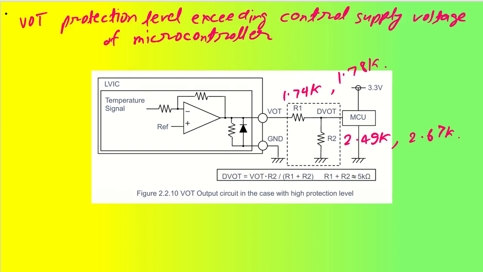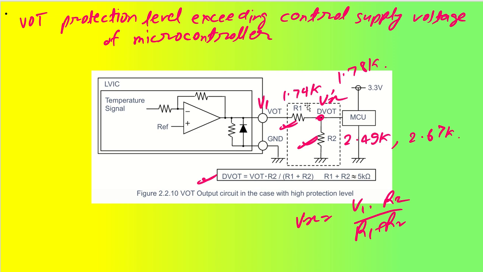coming back to another point I told you, we can have a voltage division capability. Voltage division is actually recommended instead of just putting the diode. So in this way you can see my divided voltage output over temperature. It is very easy: this is my, let's say, V1, and this is my Vx. My Vx value will be V1 times R2 by R1 plus R2. So Vx will be equal to V1, that is VOT, multiplied by R2 divided by R1 plus R2.